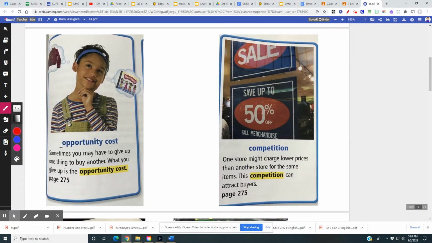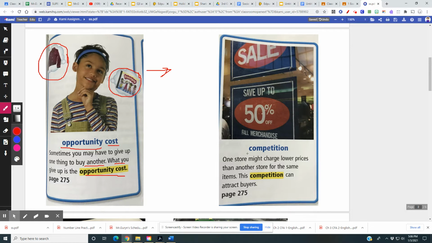Okay, our next vocabulary word is called opportunity cost. Sometimes you may have to give up one thing to buy another. What you would give up is the opportunity cost. So she's thinking, should she give up this to get this? Let's look at our question. What is something you would give up eating to save money for something you would want to buy? So think about something you really like to eat. It costs money. You're going to say, hey, I'm giving this up because I want to get this.